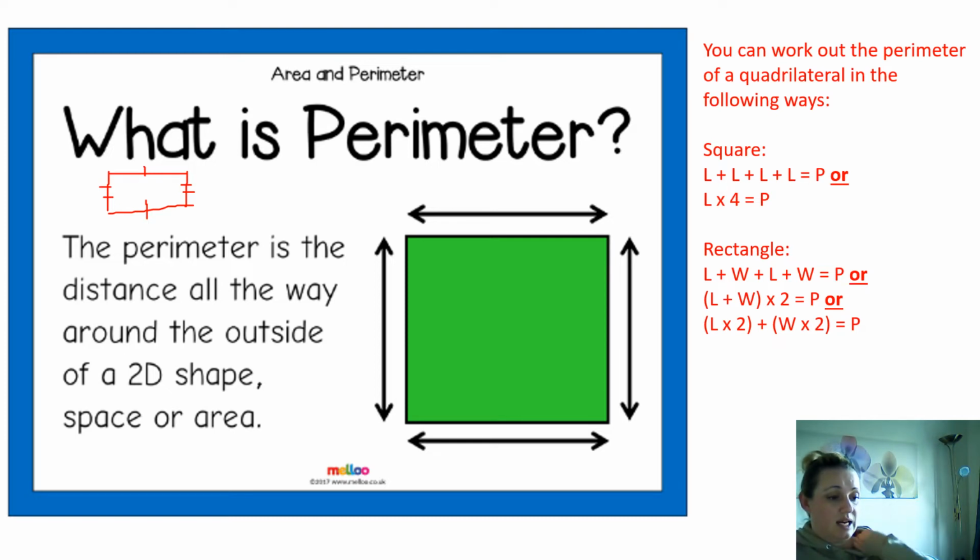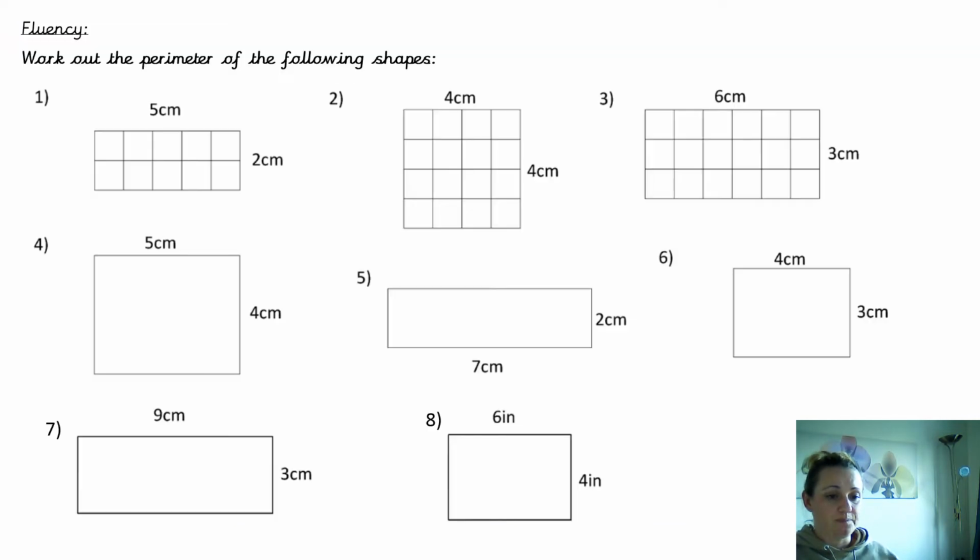Okay, and it says the perimeter is the distance all the way around the outside of a 2D shape. When it says space or area, that's because it could be the perimeter of your classroom, it could be the perimeter of a football pitch, so it could be an actual area, it doesn't have to be a shape mathematically like in maths, okay? So, using that then, out you go, Tyler.